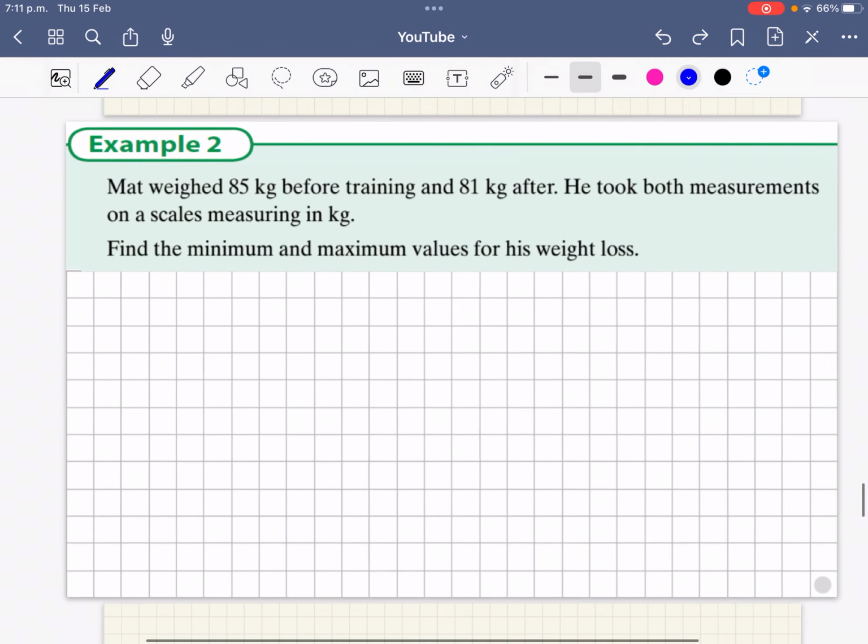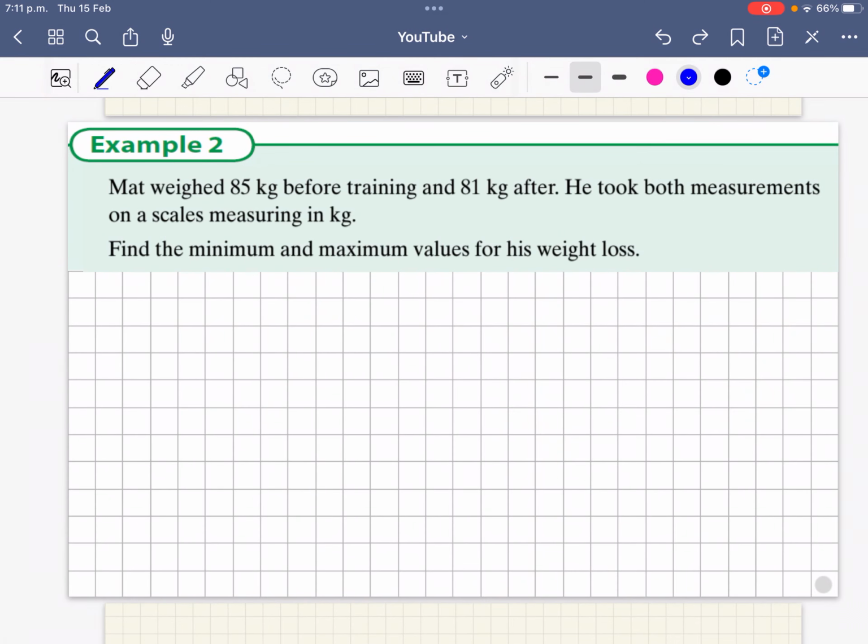So next we'll look at example 2. Matt weighed 85 kg before training and 81 kg after. He took both measurements on a scales in kg, and we want to find the minimum and maximum values for his weight loss.